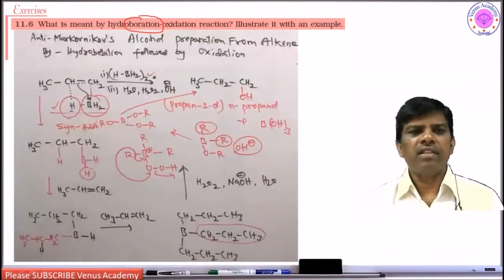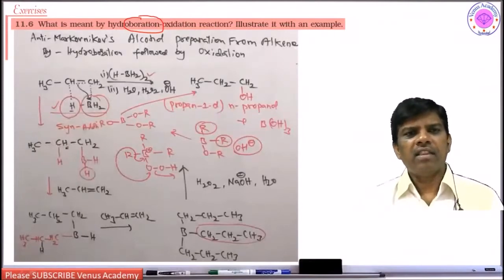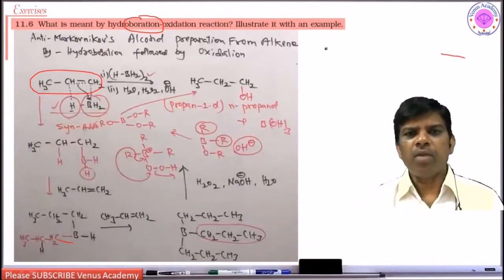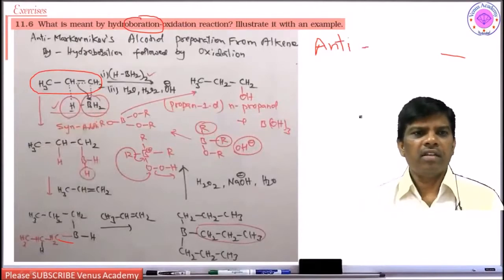Dear students, this is the way I have explained during the video lecture on these alcohols. So what is hydroboration? Let us take for example propene. Propene undergoes hydroboration, and this hydroboration is anti-Markovnikov's. Anti-Markovnikov's addition takes place to give anti-Markovnikov's alcohol. So hydroboration gives anti-Markovnikov's alcohol.